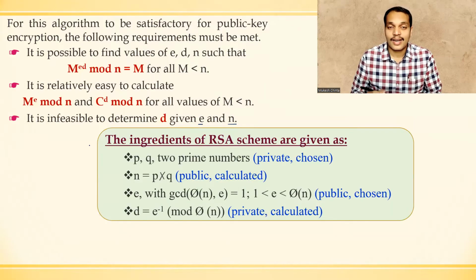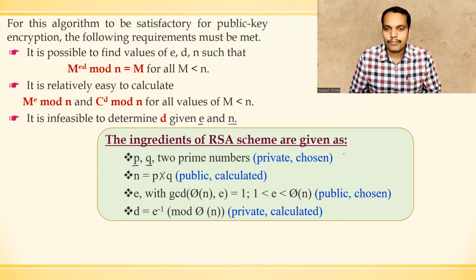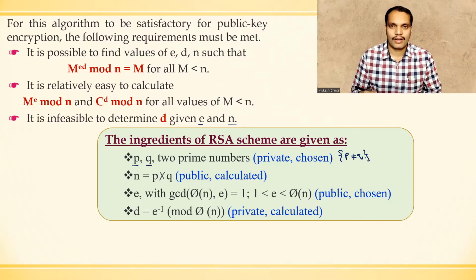Now, let us start discussing what the ingredients are. What do we need in order to proceed to perform RSA encryption? The first thing we need is two prime numbers, P and Q. P and Q are not equal. We should not take two equal values. The only constraint for selecting P and Q is that P should not be equal to Q. And usually for practical purposes, P and Q should be very large. They should have around 100 digits or more.